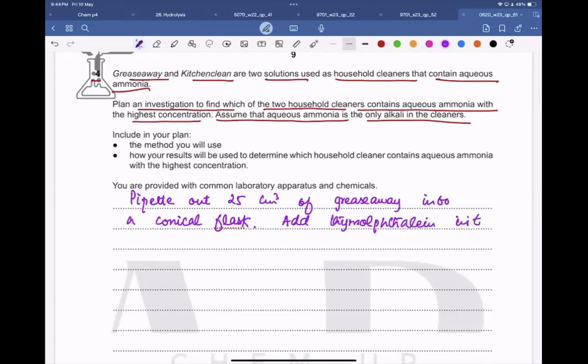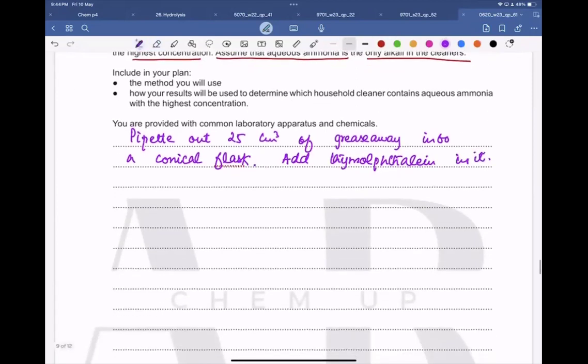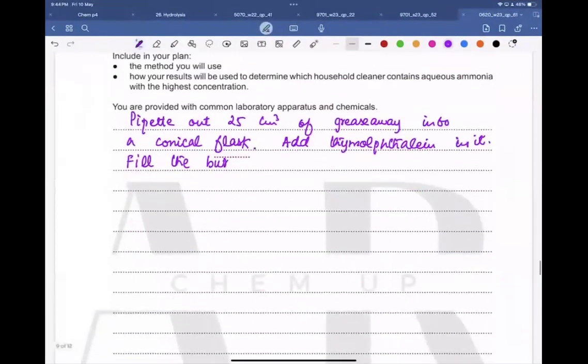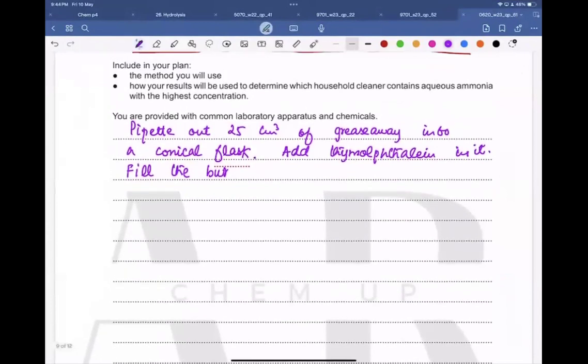What do you want me to explain again? Yes, see, I am just telling you the step, then you will understand it. Otherwise, I will repeat. What I did, I took out the grease away because it's an alkali, and we have to identify which alkali is more concentrated, whether grease away or kitchen clean. So we will do the titration because an alkali can be titrated with an acid, right? So we will go for the titration.